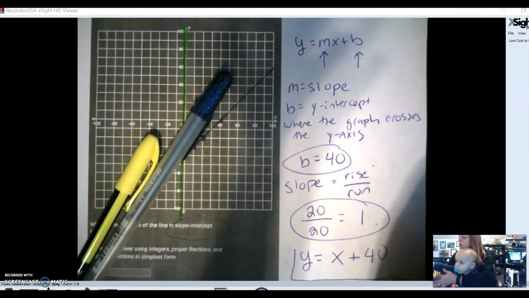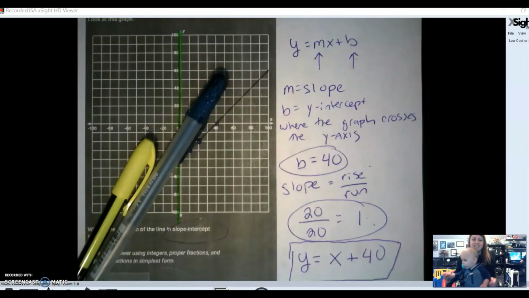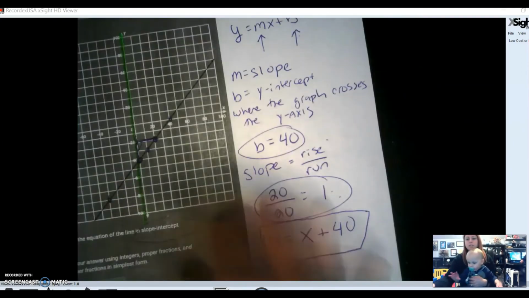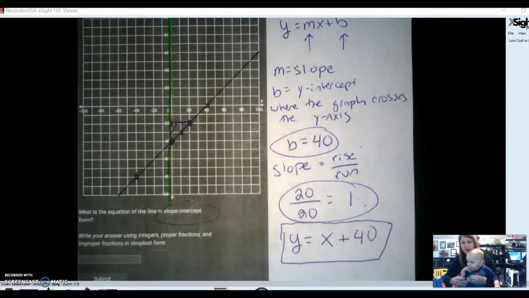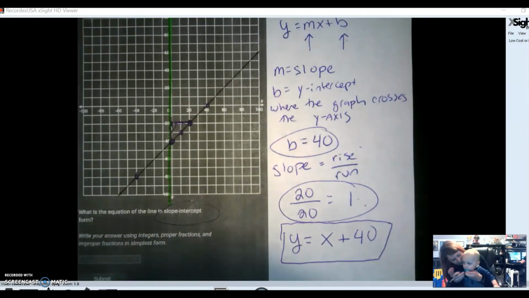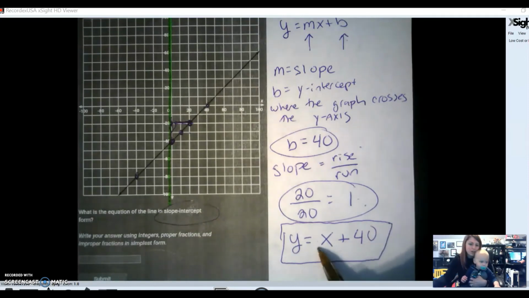Okay. So the equation of my line is going to be y equals x plus 40, where the slope is 1, which I don't actually need to write, plus 40.